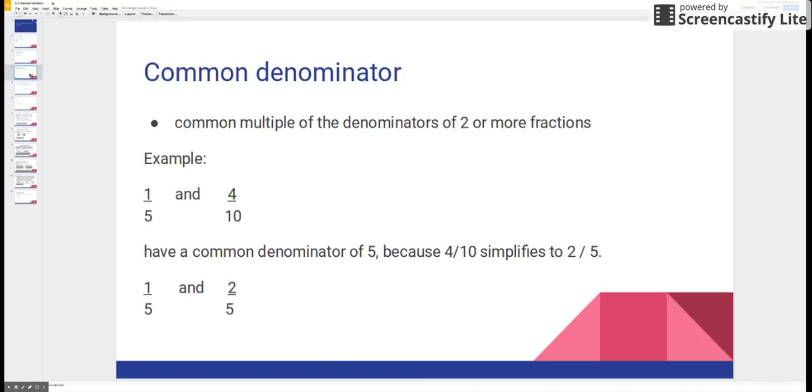All right. You also have a common denominator. Common denominator is just a common multiple of the denominators of two or more fractions. So for example, 1/5 and 4/10. They both have a common denominator of 5 because 4/10 simplifies down to 2/5. So 1/5 and 2/5.